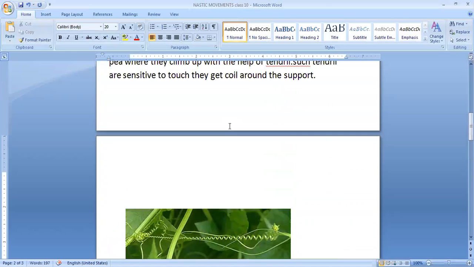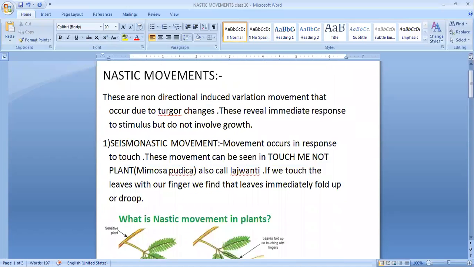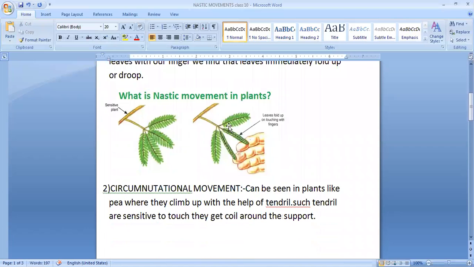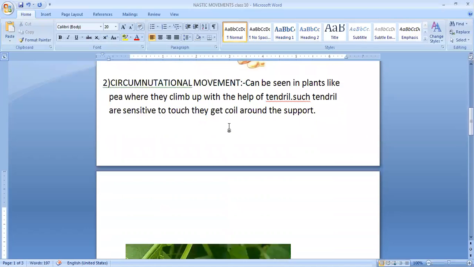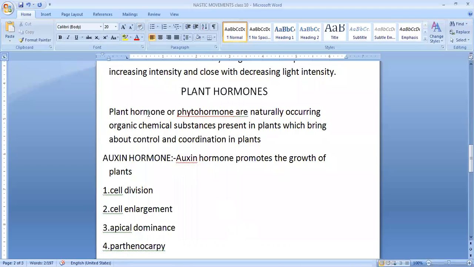All these movements we have seen, whether nastic or tropic movements, seismonastic, phototropism, circumnutational, hydrotropism, all depend upon plant hormones. So let us see what are plant hormones. Plant hormone or phytohormone, here phyto stands for plant, are naturally occurring substances secreted by the plant itself, which bring about control and coordination in the plant.